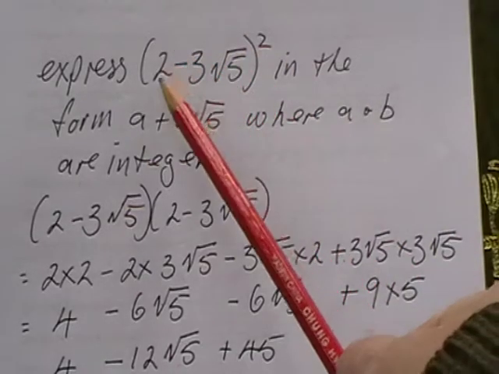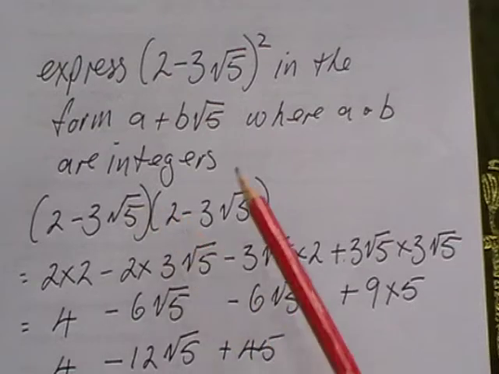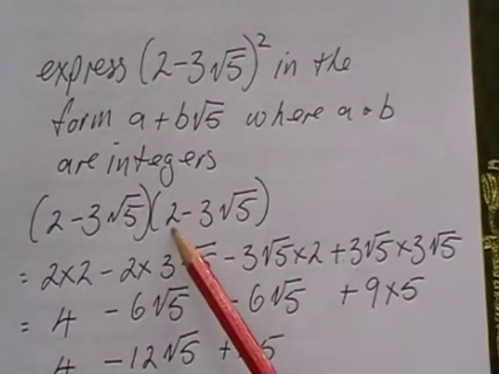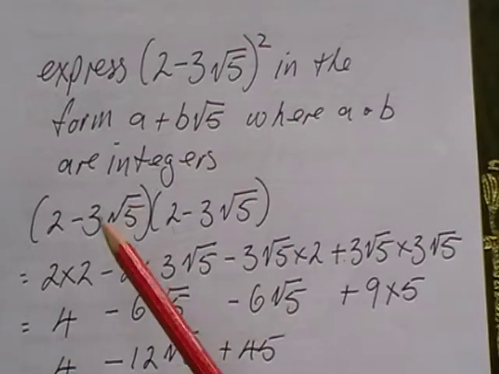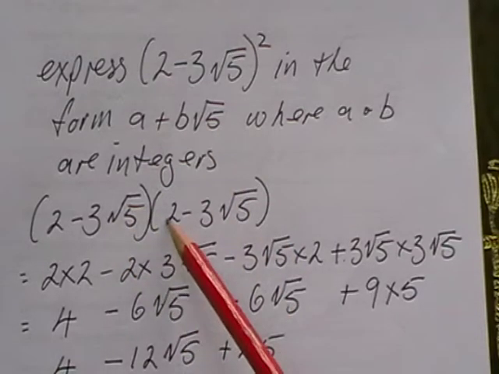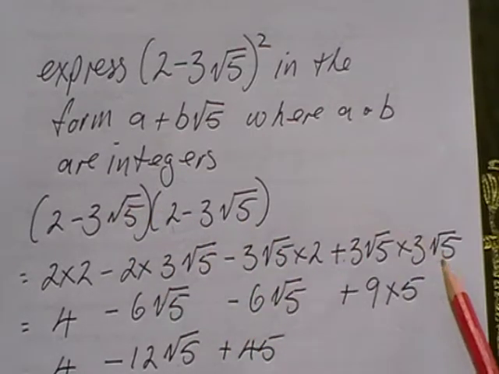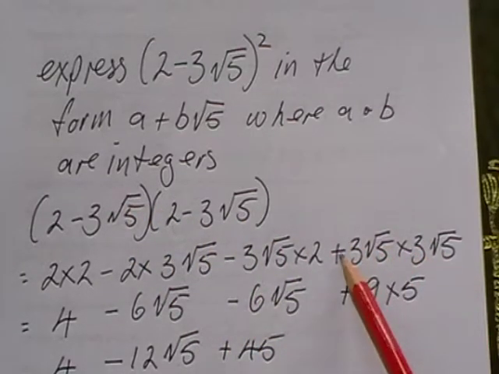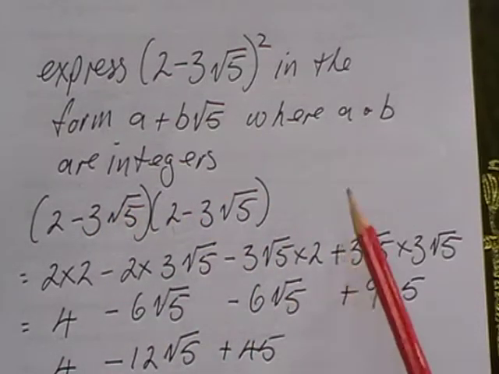So first step, we have that squared, so let's do it. So we have this to square. From this we end up with 2 times 2, 2 times negative 3 root 5, negative 3 root 5 times 2, and negative 3 root 5 times negative 3 root 5, which I've got over here. But you notice it's plus, because negative times negative is positive.